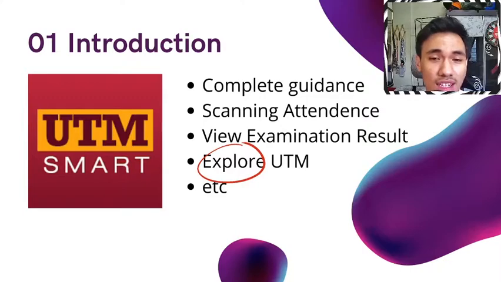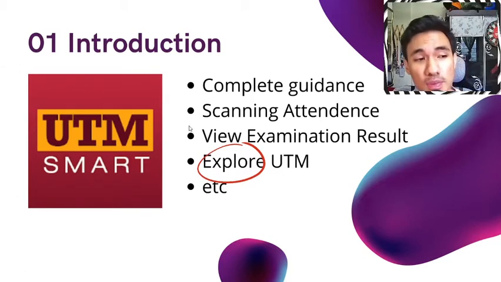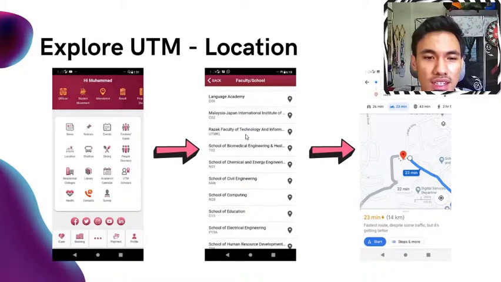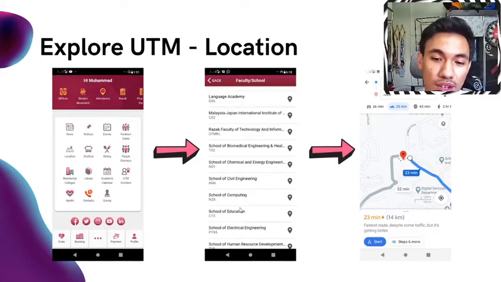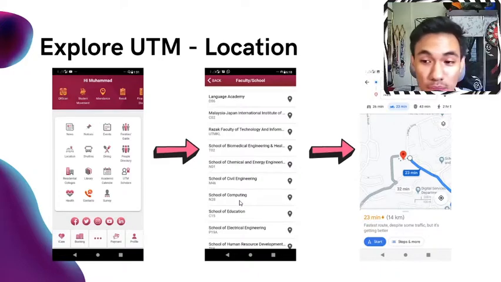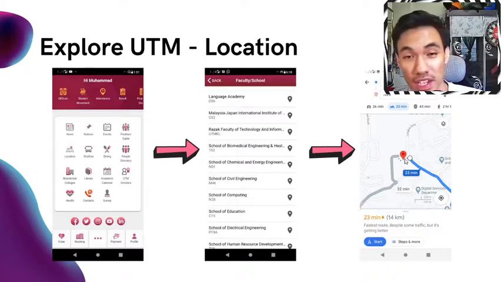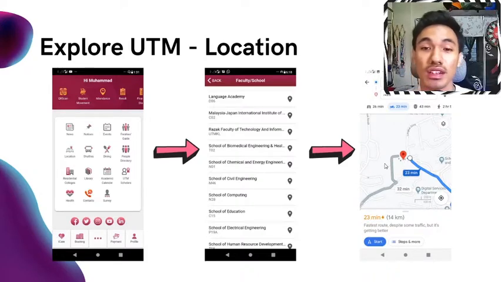However, there is a circle that I want to point out in this slide, which is Explore UTM. Of course, Explore UTM is still functional and brings some information that we can use, because as we can see here, when we use UTM Smart, we could see the locations, and then it shows a list of locations. Then we click on, for example, School of Computing. Finally it directs us using the Google Maps application, and it shows the location of that building.